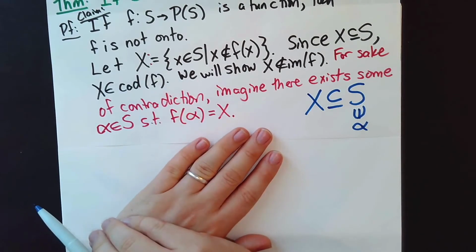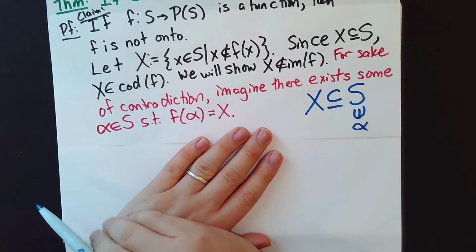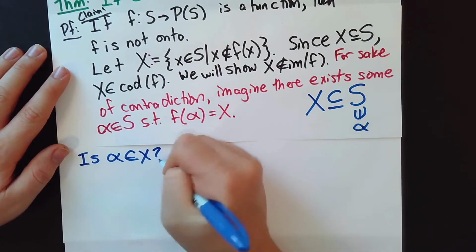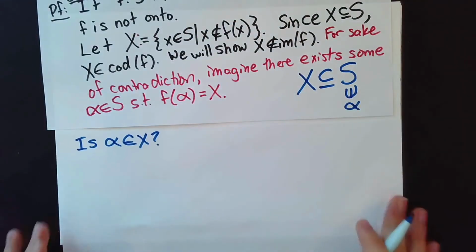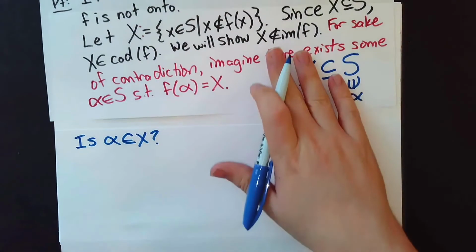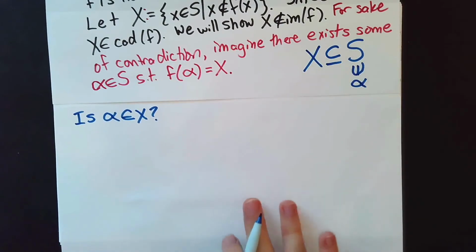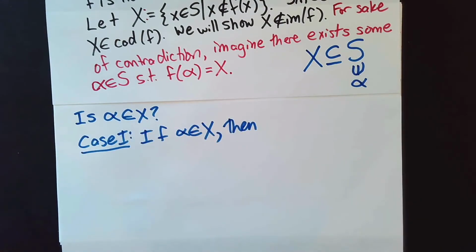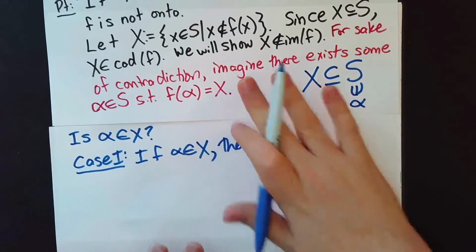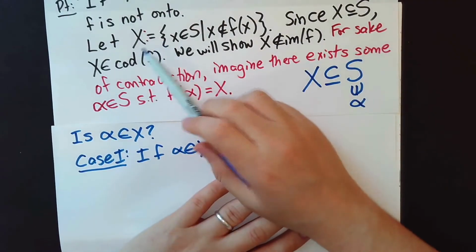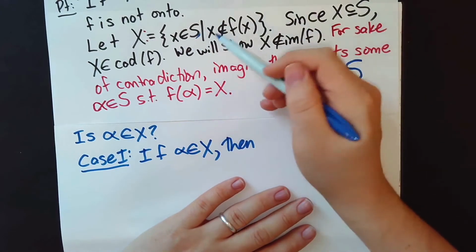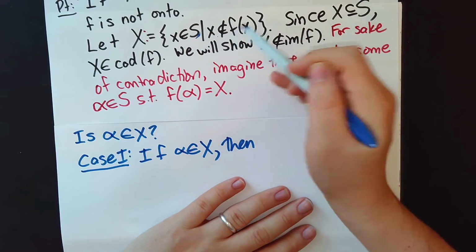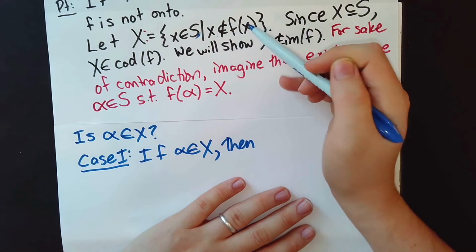So, a natural question to ask might be, is this alpha in X? Effectively here we have to consider two cases. What happens if alpha is in X? Well, if alpha is in X, what does that mean? Well, X is the set of elements of S such that that element is not an element of f of x.